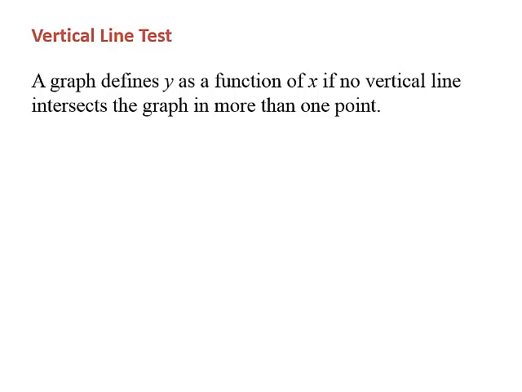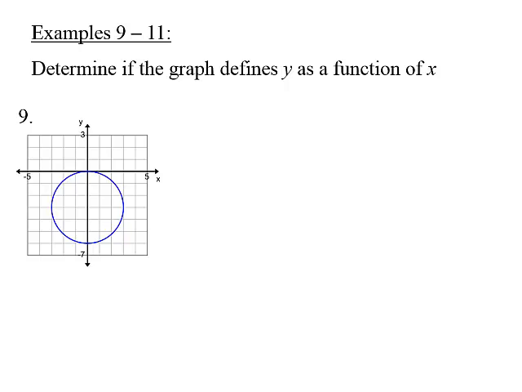You will also need to be able to determine from a graph if that graph represents a function. So for a graph, we say that a graph defines y as a function of x if no vertical line intersects a graph in more than one point. This is called the vertical line test. So I'll explain this as we go through this example. We have a circle that is drawn here, and we're trying to think about, does this describe the graph of a function? So remember, our definition of a function is that for every x, there can be only one value of y that it corresponds to.